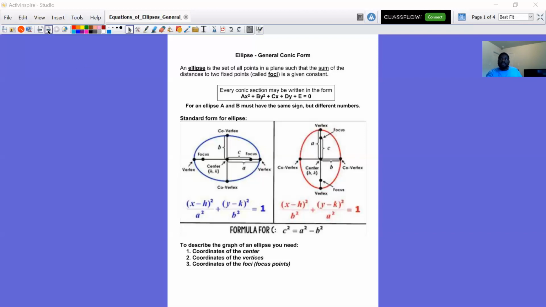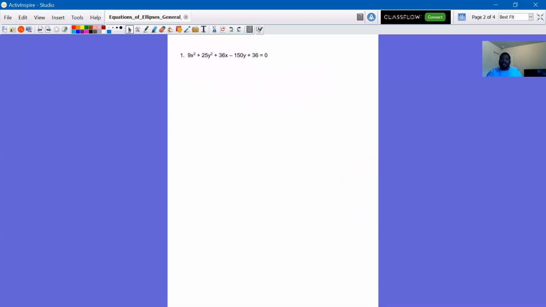So let's do some examples dealing with ellipses. So what we want to do is write this in standard form by completing the square. And so the first thing we need to do is collect all our x's and y's together. So we have 9x squared plus 36x plus 25y squared minus 150y equals negative 36. So we're going to move the negative 36 to the right side.